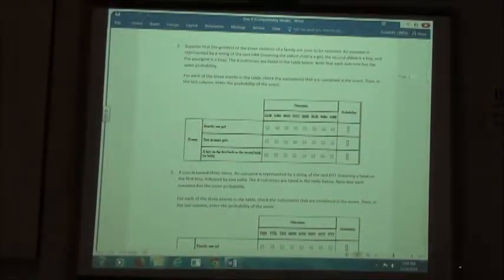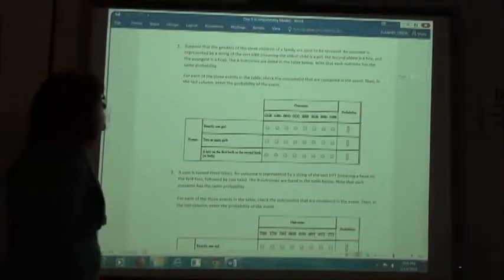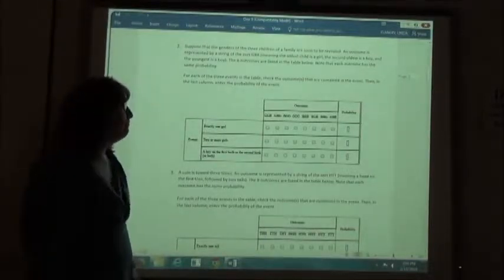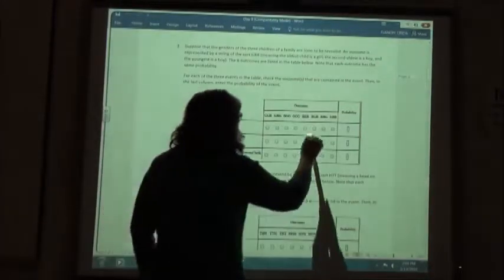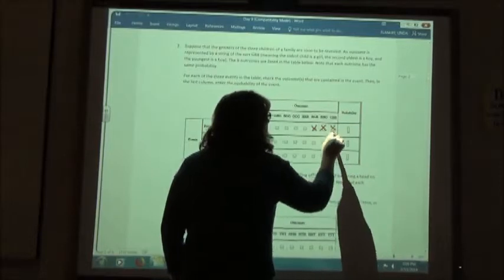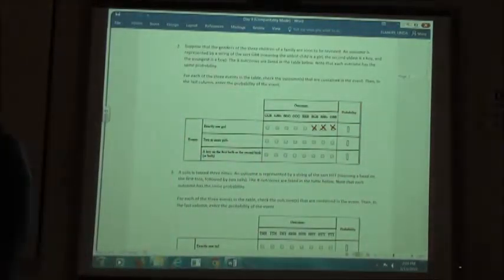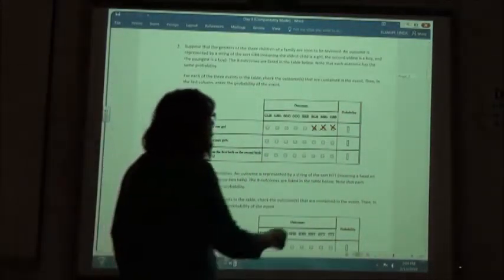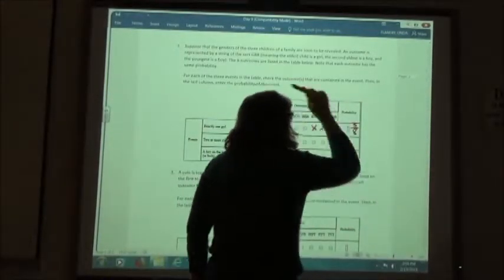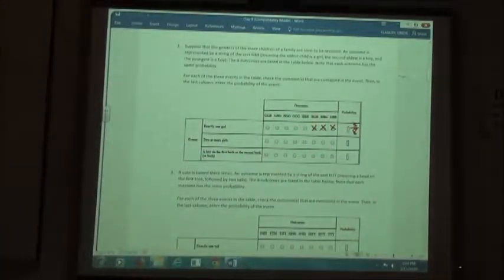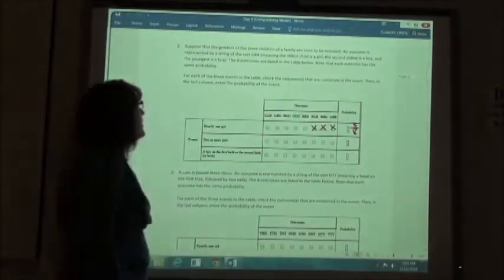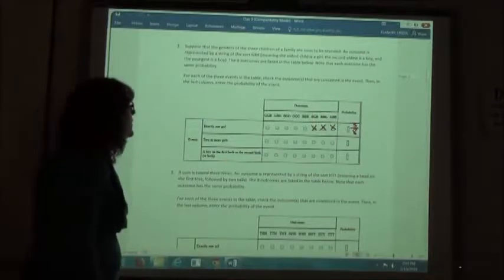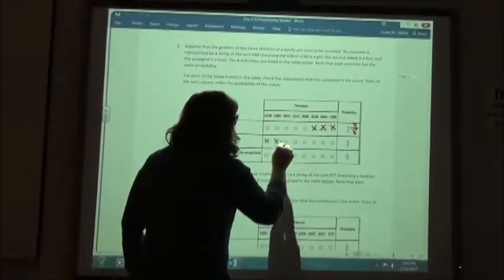So the first one wants to know exactly 1 girl. The last 3: that one has 1 girl, that one has 1 girl, that one has 1 girl. So the probability would be 3/8. Can't simplify that, so 3/8 is my probability. Event 2: 2 or more girls. The first 4.